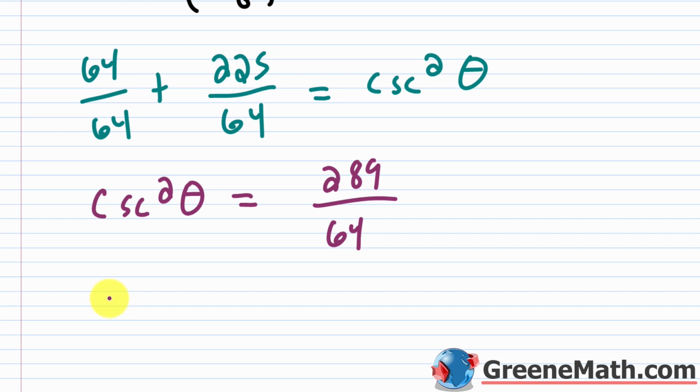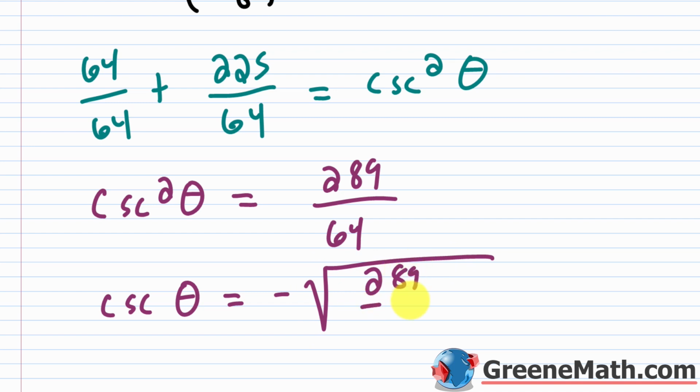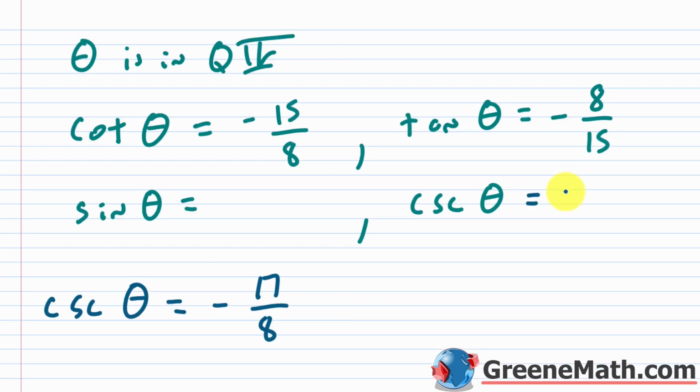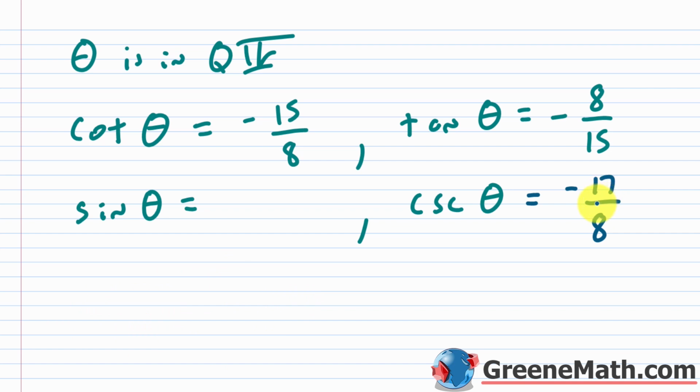Okay, so I want to say that the cosecant of theta is equal to the negative of the square root of 289 over 64. And so I'll end up saying that the cosecant of theta is equal to, if you think about the square root of 289, that's 17, and the square root of 64 is 8. So this is the negative of 17 over 8. And I'll just write it right here. So this is negative 17 over 8. And of course, if we want the sine of theta, just take the reciprocal of this. So this would be negative 8 over 17.